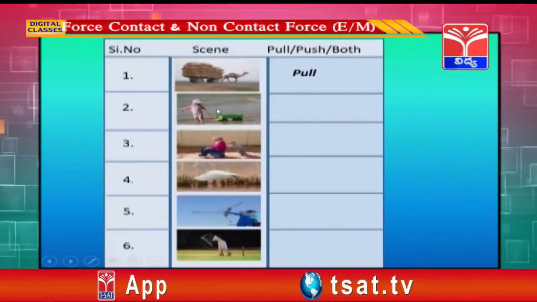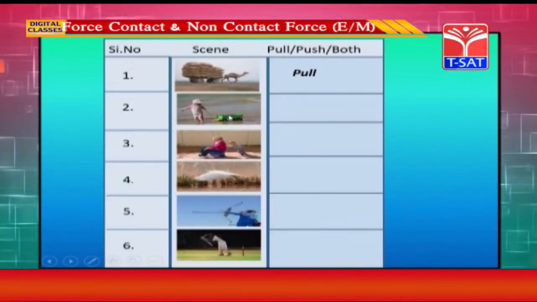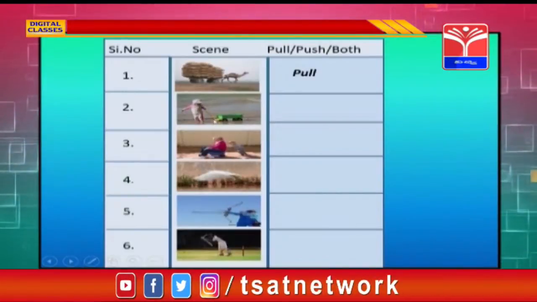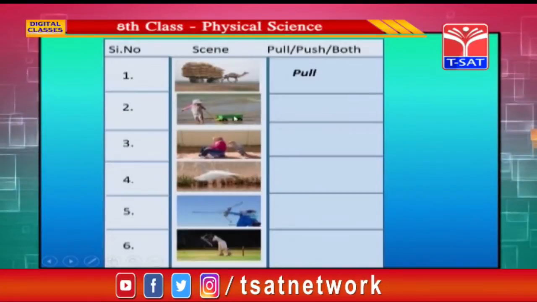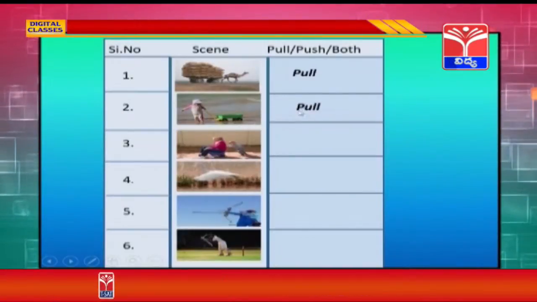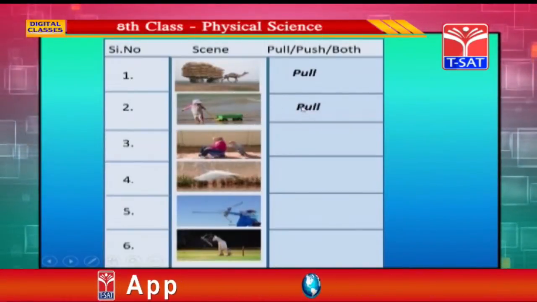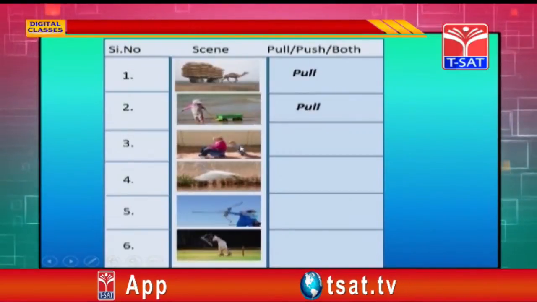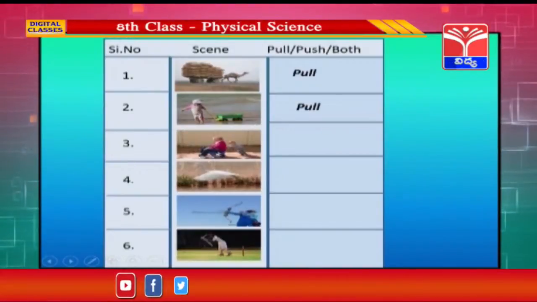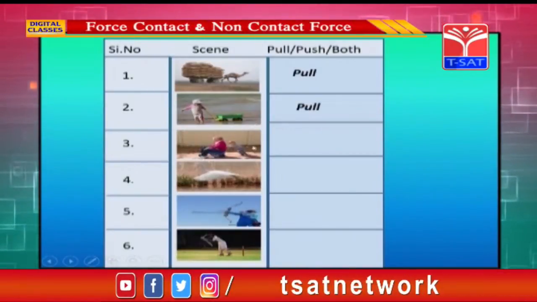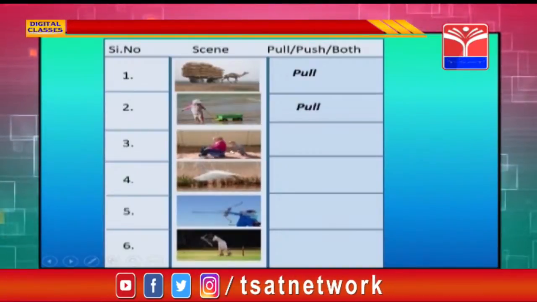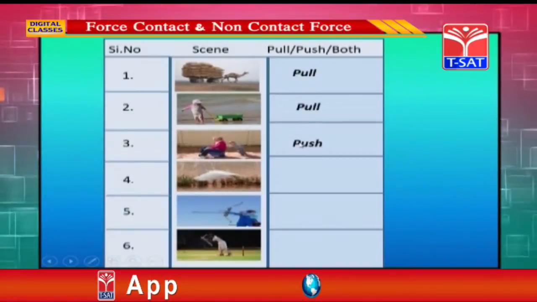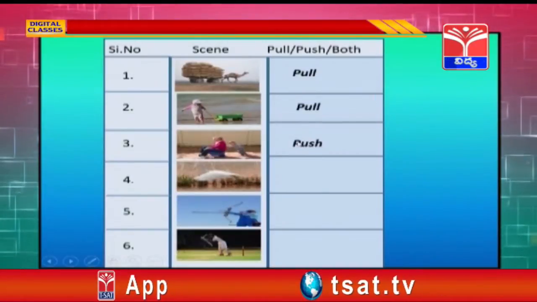Come to the next example. Here the boy is playing with a toy trolley on the beach. To move this toy trolley, the boy has to pull the trolley. So in this scene also pull action is involved. And the third example, observe here children, the boy is pushing his mother who sat on the toy rider. To move his mother, he has to push her. So here push action is involved.